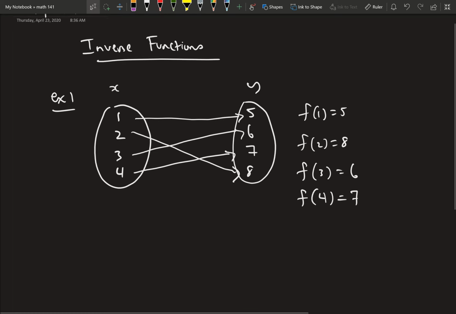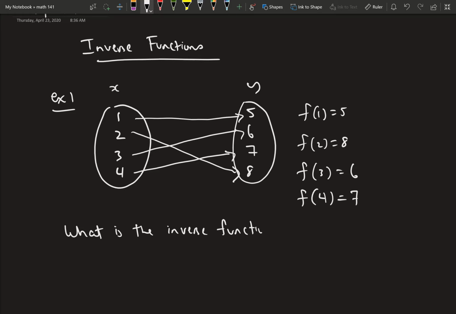And if you were to say, okay, what is the inverse? So the question is, what is the inverse function? Right now I haven't really defined it, but we're just going to do it by example first. The way we denote it is f and then a little -1 of x. What is the inverse function? Well, it's just a function that goes the other way.